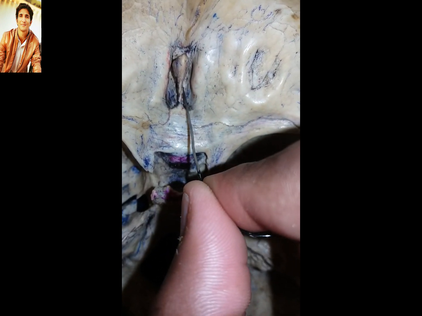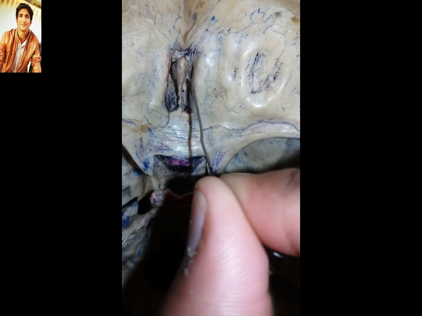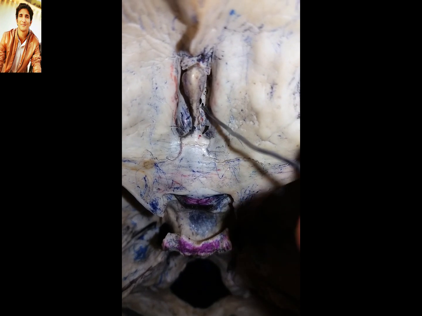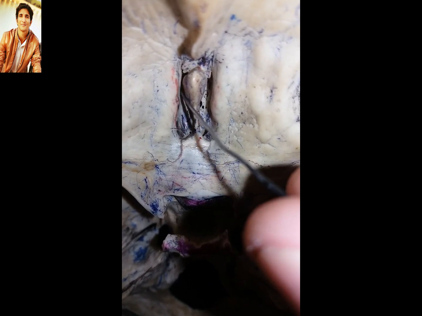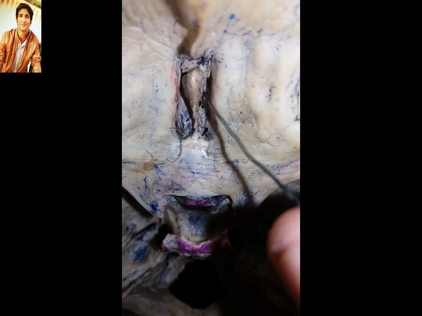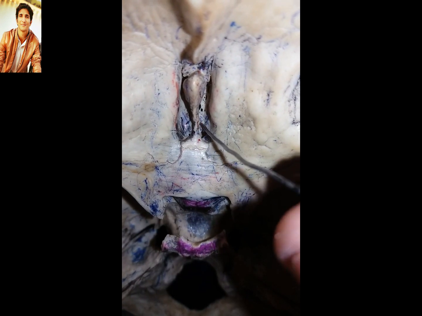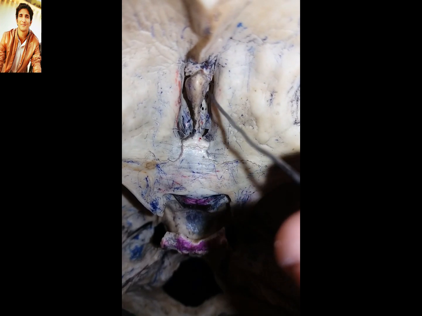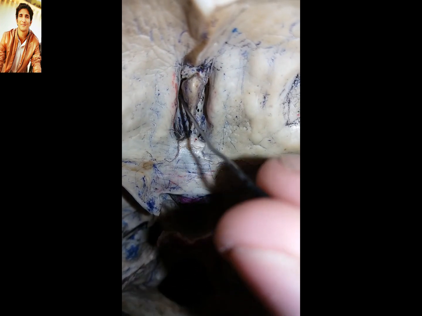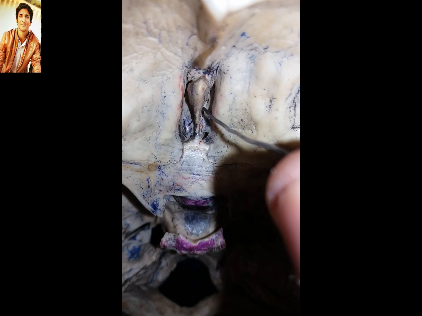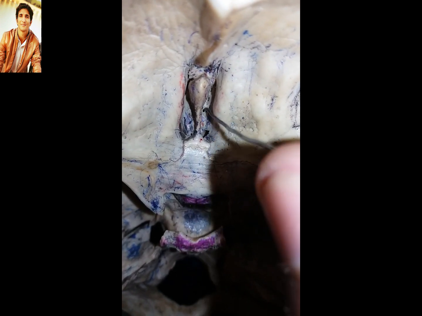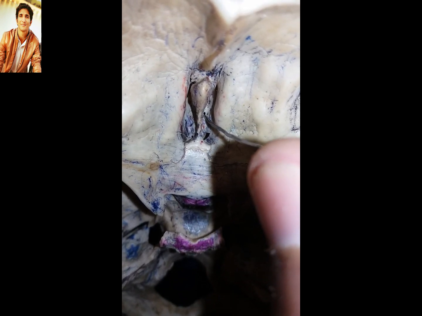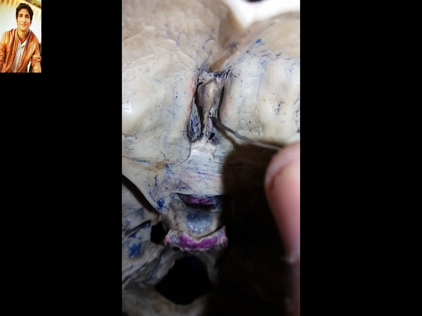On each side of the crista galli, we will find these sieve-like plates, which are known as the cribriform plate. The cribriform plate supports the olfactory bulb, through which the olfactory nerves descend towards the nasal mucosa.